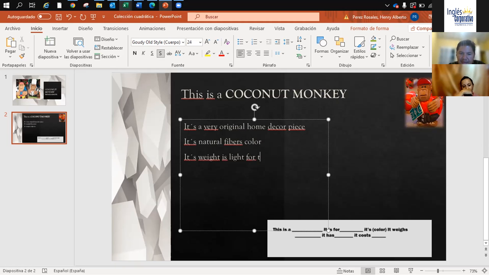It weighs light for transportation. Para transportar. Pero aquí dice its weight is, aquí lo han puesto como weighs. Weight. Weighs. It's a double W.